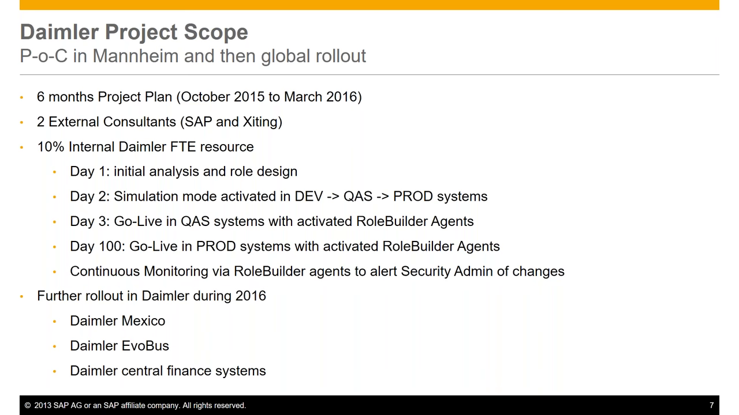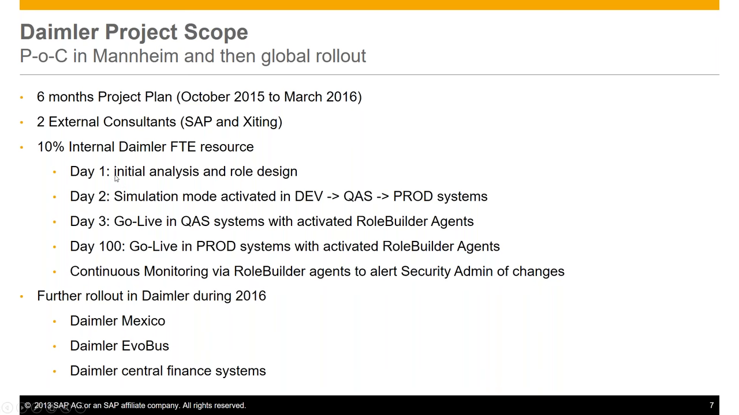There were, in total, two consultants, so myself from Xiting and another consultant from SAP, who were working on the project. With these types of technical user projects, it doesn't really help to throw a lot of manpower at them, but rather take two people with experience in it and work systematically on it. In total, there was also 10% full-time equivalent from Daimler, a resource from the Basis, who was responsible for providing us with some information and transporting, importing into production that Daimler did themselves. That was our single point of contact within Daimler, with a relatively low resource requirement from them.